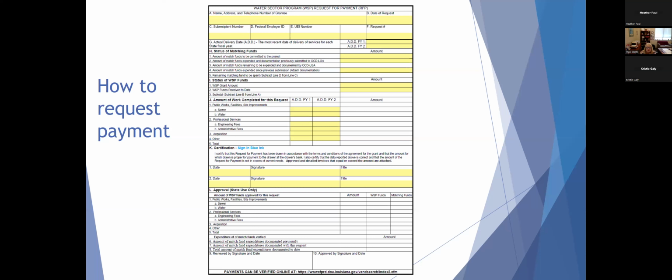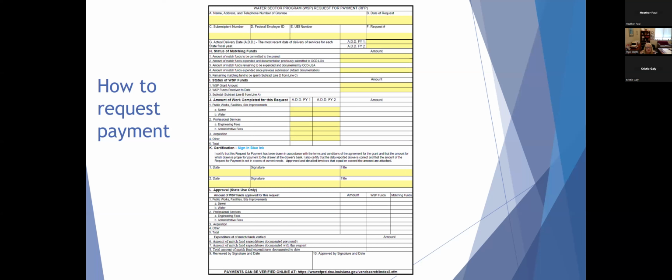If you have a request for payment and you're requesting services that cross the state fiscal year and the state fiscal year ends June 30th, then you would have information in ADD FY1 and you would have information in ADD FY2. If you don't have costs that are being requested that cross the fiscal year, then you would only have information entered in ADD FY1.